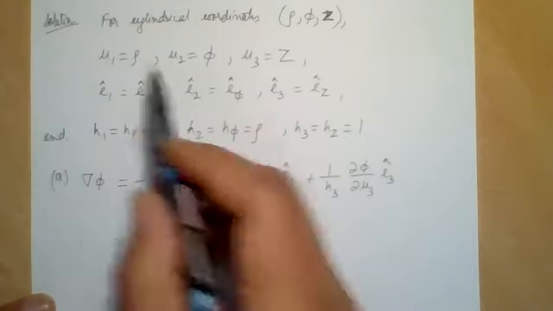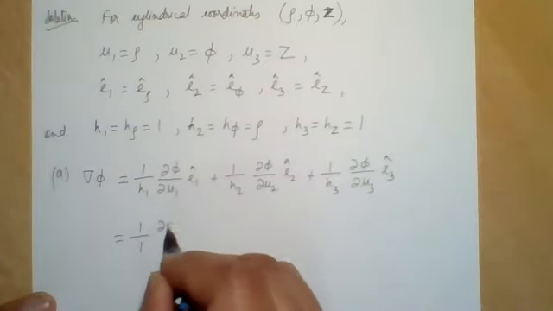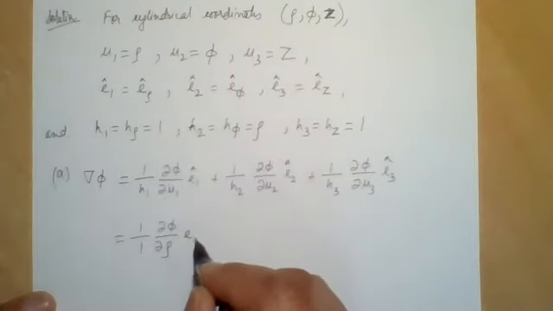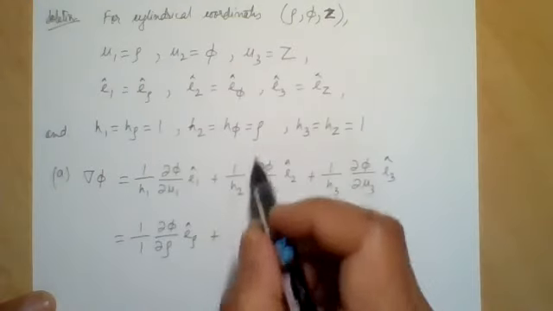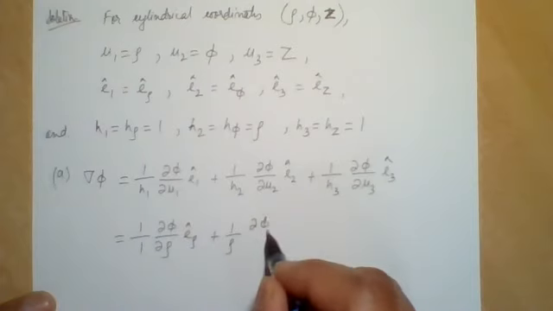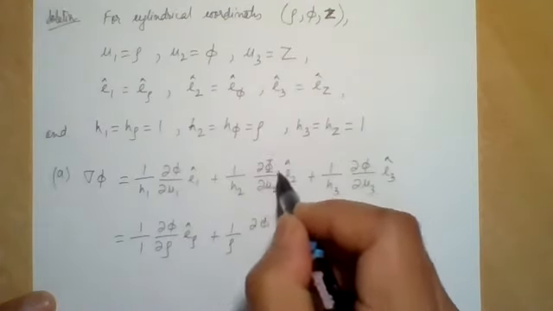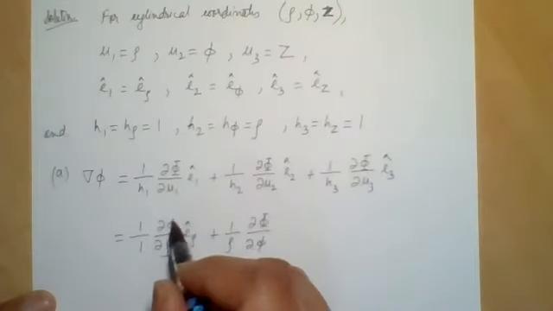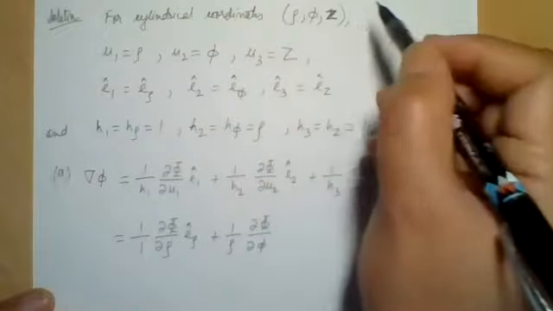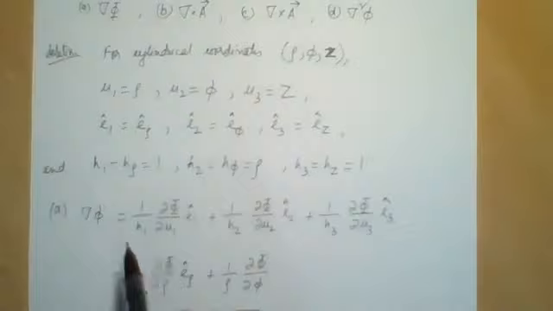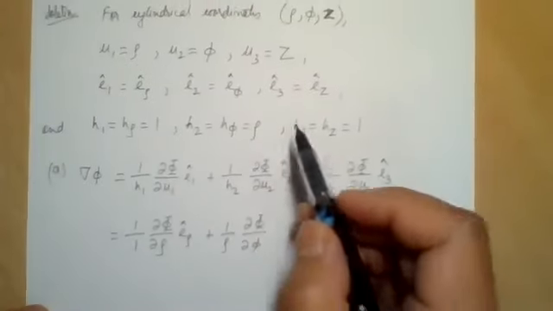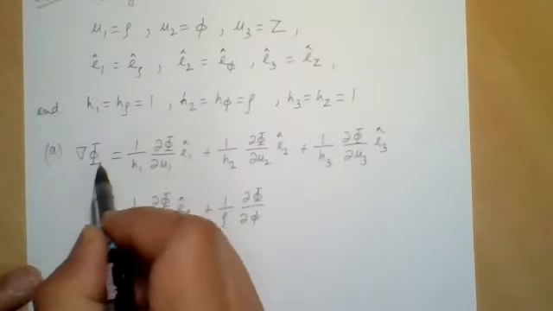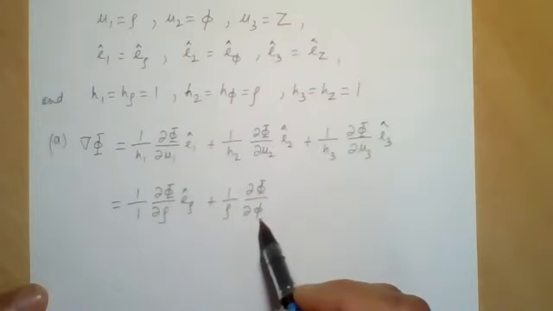What is u1? u1 is rho. So this will be del phi by del rho. And what is e1? We have known that it is e rho. So this is e rho. Plus, what is h2? h2 is rho. So this is 1 by rho del phi. Let me write it as capital phi so that I don't confuse it with the angle phi. Here, capital phi is the scalar field. Small phi is the angle. So capital phi is the scalar field and small phi is the angle. E phi.